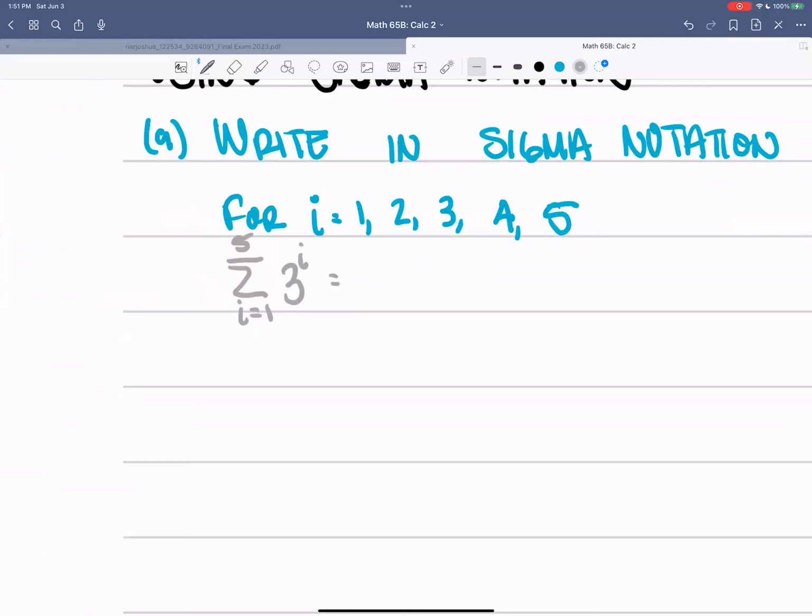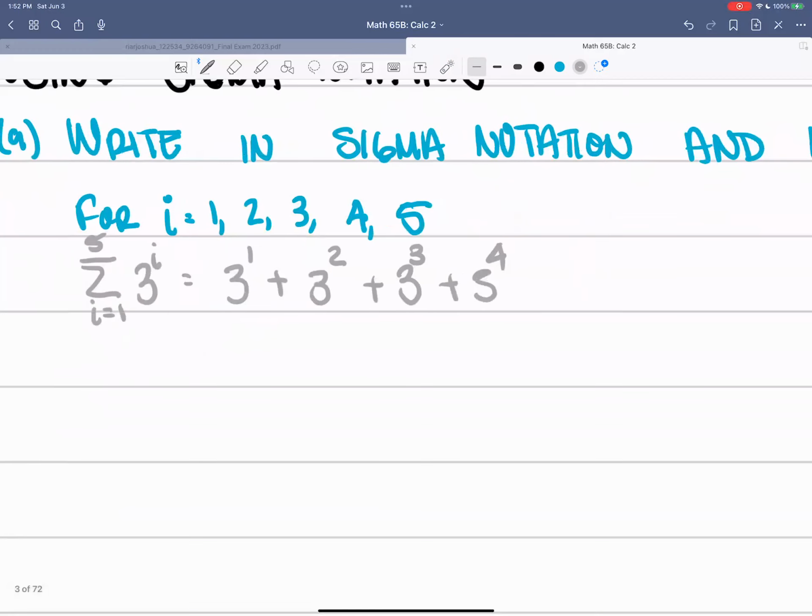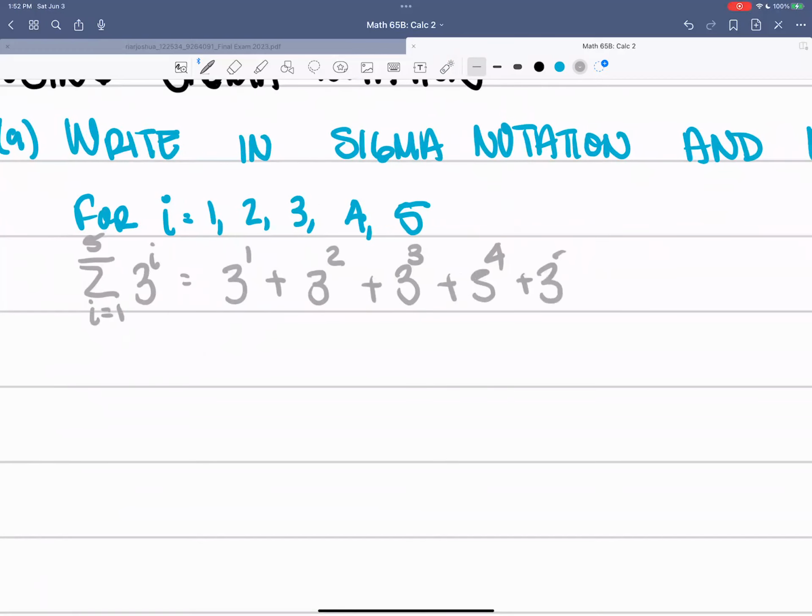So what this is telling us is to start where I is equal to 1 and go all the way up to where I is equal to 5 using just the integers. So 3 to the power 1 plus 3 to the power next number would be 2. And we keep going until we get to the final number. 3 to the power 4, and lastly 3 to the power 5. So now at this point we just have to evaluate.